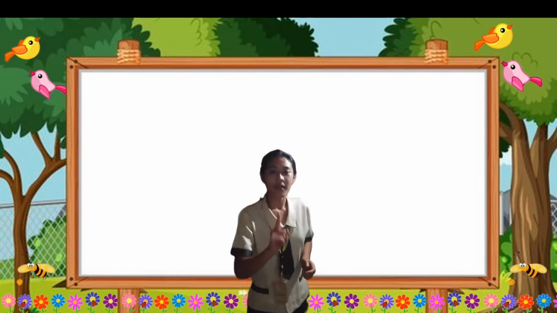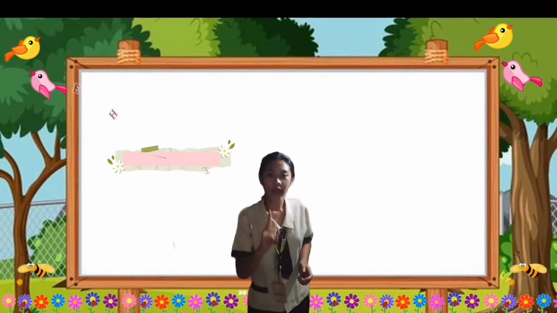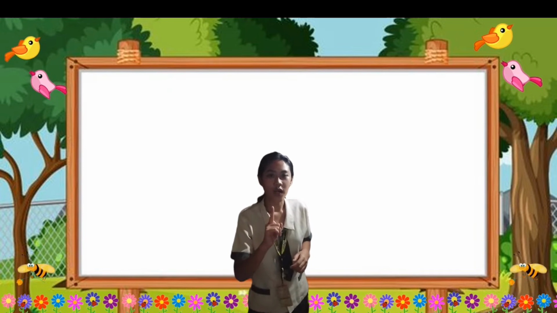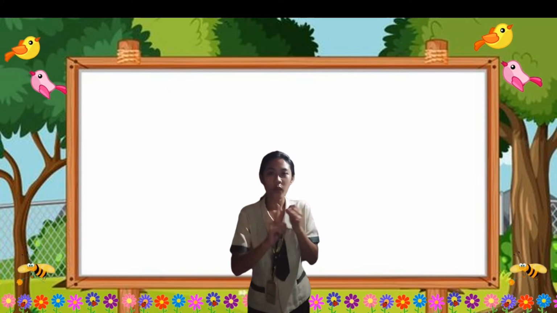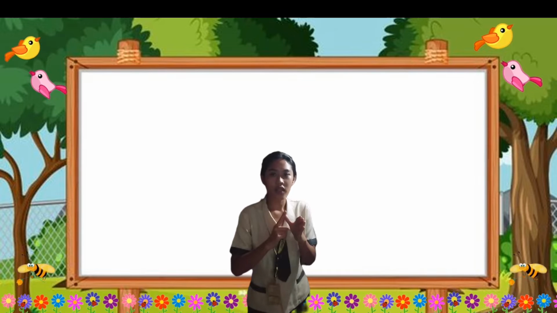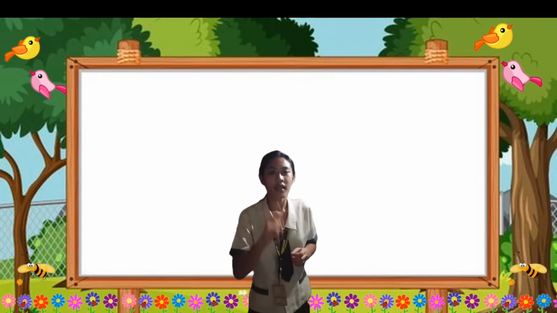First, let's have the setting. The setting tells the reader where and when the story takes place. It's the character's environment, including the season, the weather, the time of the day, the year, the exact location, the geographical features, and everything else that is possibly in their surroundings.